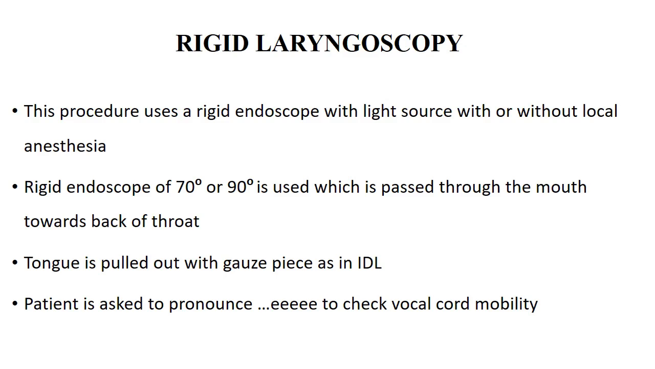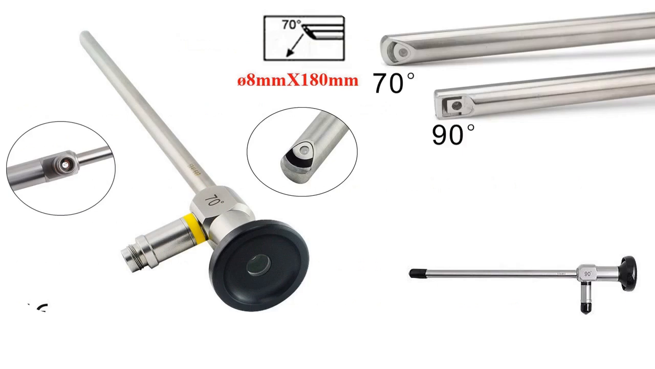The most commonly used is the 10%, but that 10% spray is not available, so we use 4% xylocaine solution gargles. The area will be anesthetized, and then we can pass the rigid endoscope of 70 degree or 90 degree through the mouth toward the back of the throat, taking care not to touch the posterior pharyngeal wall. Again, the tongue is pulled out with a gauze piece as in indirect laryngoscopy, and the patient is asked to pronounce E to check the vocal cord mobility.